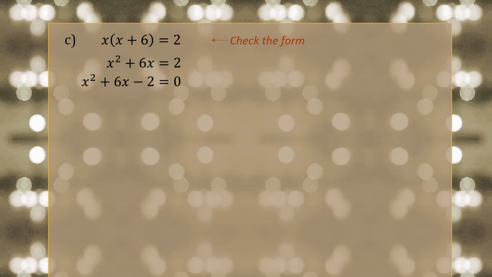Now our equation equals 0 and it's in the correct order, so now we are ready to identify our a, b, and c. Our a value would be 1. Our b value would be 6. Our c value would be negative 2.